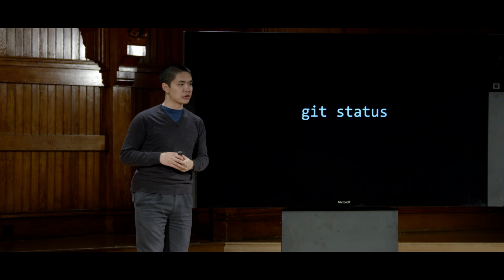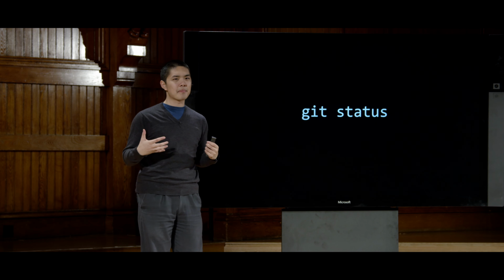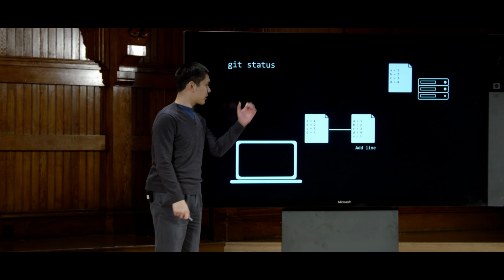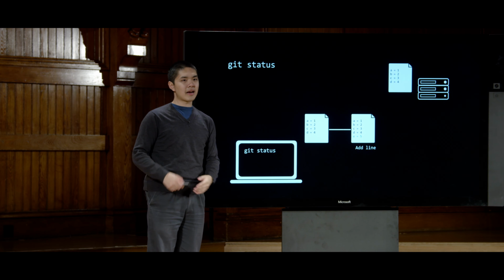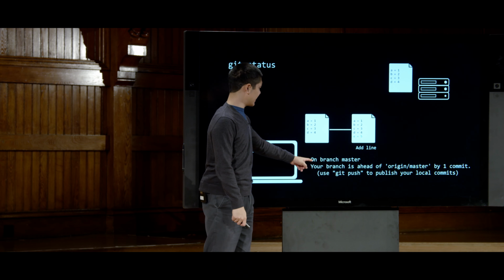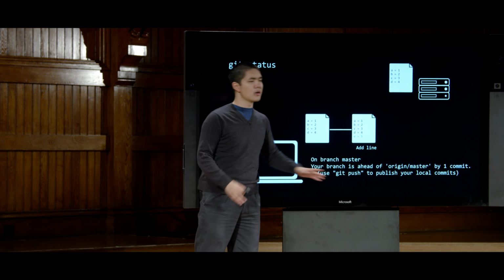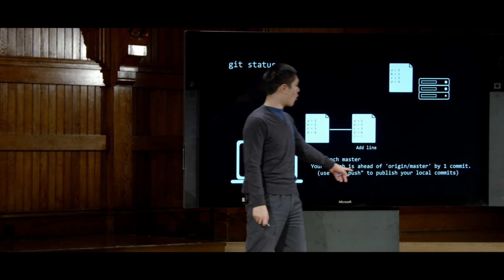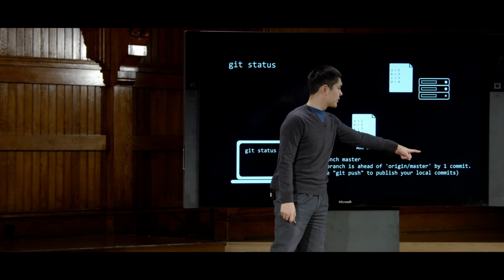And what git status will do is it'll tell us what's currently happening inside of my repository. So for example, if I were to, in this current state, run the command git status, then Git is going to report back to me and tell me that I am currently on branch master, more on branches later. But then it's saying my branch is ahead of origin master by 1 commit.